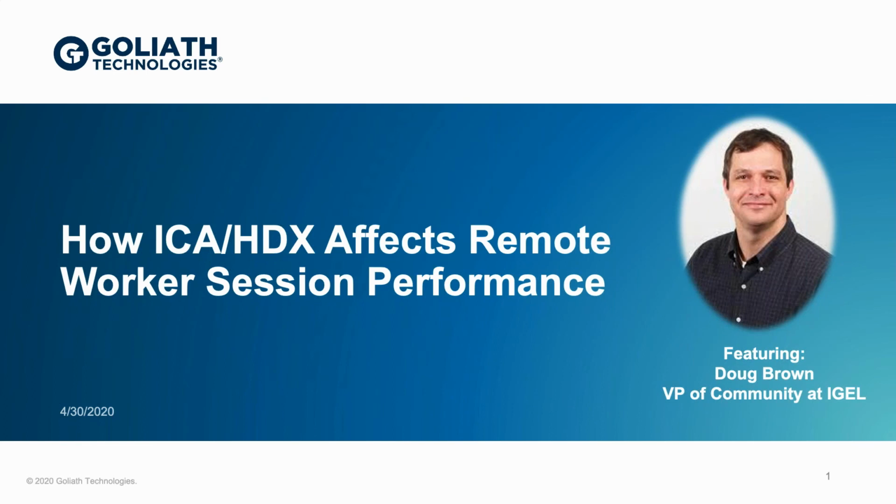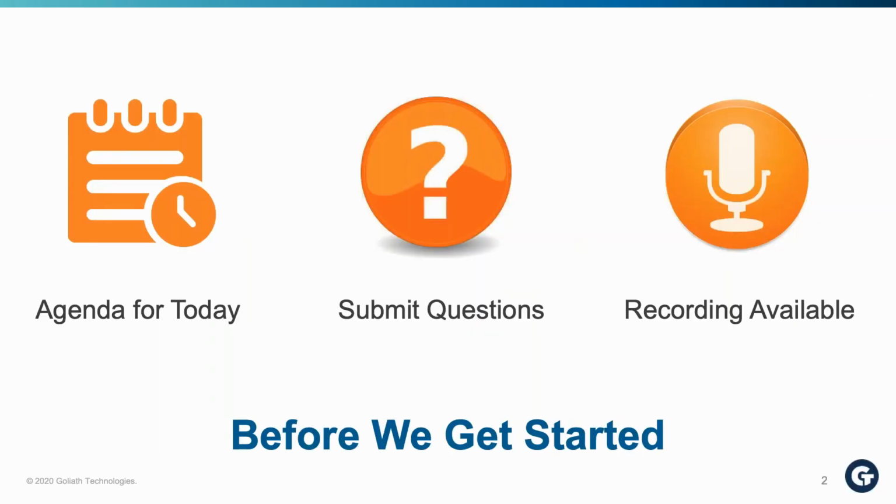So just to level set, we are going to talk through at a high level a little bit about a background on Goliath. I promise it will be short. And then we're really going to jump in and start providing an overview of ICA HDX and then talk about how with Goliath, we can help take the complexity of understanding those metrics away so that you can effectively troubleshoot remote worker performance issues.